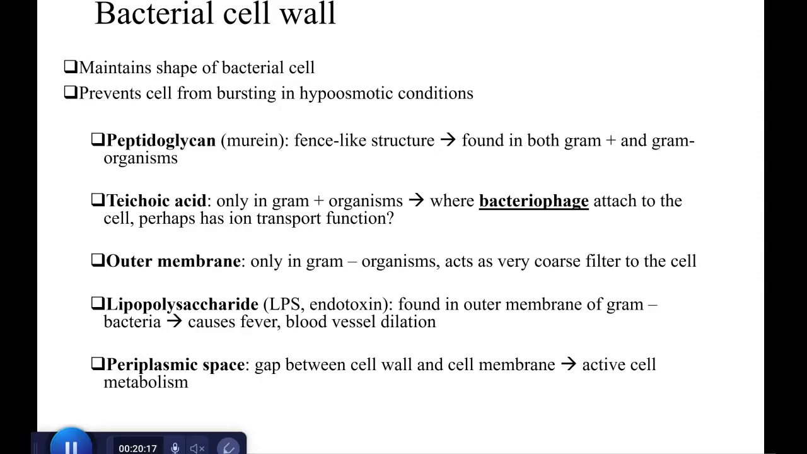We can also see in gram-negative bacteria this periplasmic space. This is kind of like that gap between the cell wall and the cell membrane. Remember, bacteria don't have mitochondria, and if you remember, mitochondria is where ATP is made. So they can actually use this space to undergo some cell metabolism with some of those electron transporters.